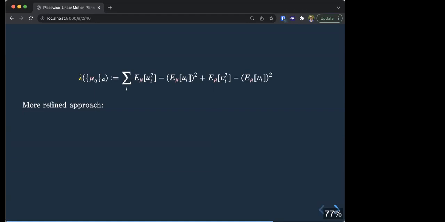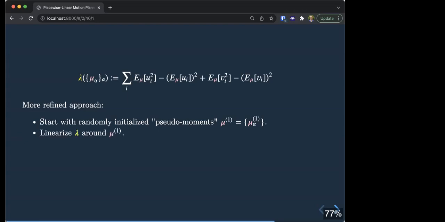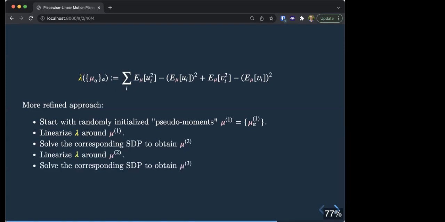Here is the idea that we came up with, and this idea could be applied in other situations as well. So how does this work? You start with some random solution, let's call it mu1. By random, I mean you either start with the all zero function or you sample it according to some Gaussian distribution. Then you linearize the function lambda around this point mu1. Obviously, when you linearize a function, you get a linear function. Then you solve your problem with this linearization of lambda. You get a new solution mu2, and then you iterate. You linearize again around mu2, find the solution mu3, and keep iterating until some convergence criterion is met.